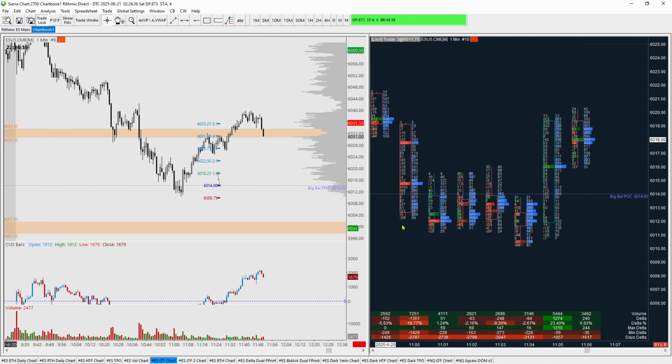But yeah, this has just been a very quick overview, bird's eye view of how I use order flow and trap sellers and trap buyers.